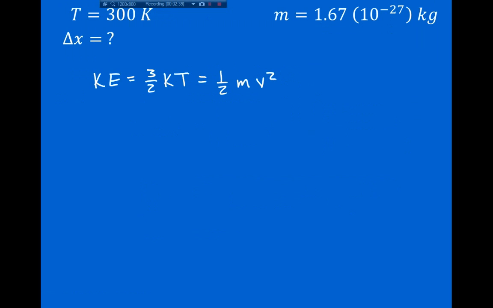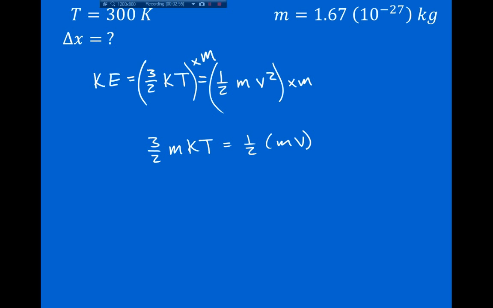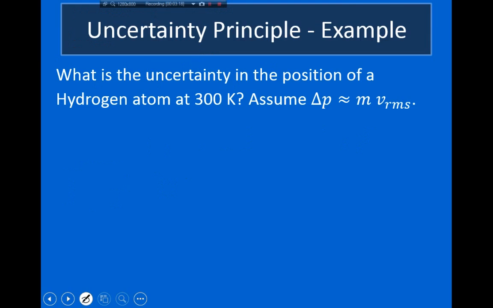So one way I could solve this, a kind of easy trick, is if I just multiply both sides by the mass of the particle. Then on the left side, I'm going to have 3/2 mkT, and on the right side I have 1/2 (mv) squared. So we can cancel out the 1/2, and if we think about this, mv is momentum, so I'm saying the momentum squared is equal to 3mkT. So my momentum is equal to the square root of 3mkT. So this is the uncertainty in my momentum, by my assumption that the uncertainty in momentum is equal to m times the RMS velocity.